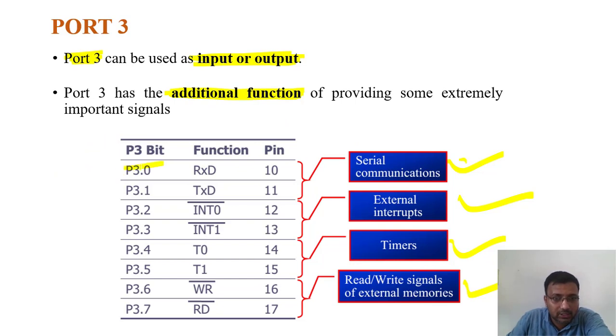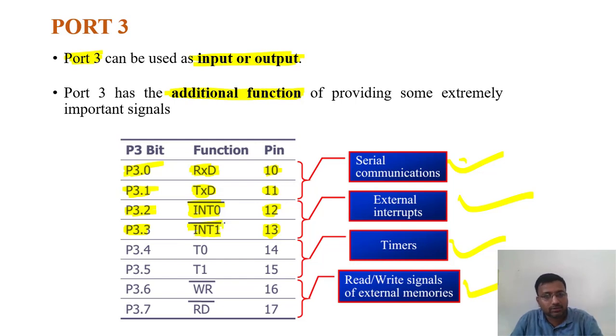P3.0 is located at pin number 10, and it has the additional function of RxD. RxD stands for receive data. P3.1 is located at pin number 11, and it has the additional function of transmit data, that is TXD. Then P3.2 is located at pin number 12, and it has the additional function of INT0 bar, that is the interrupt 0 pin.